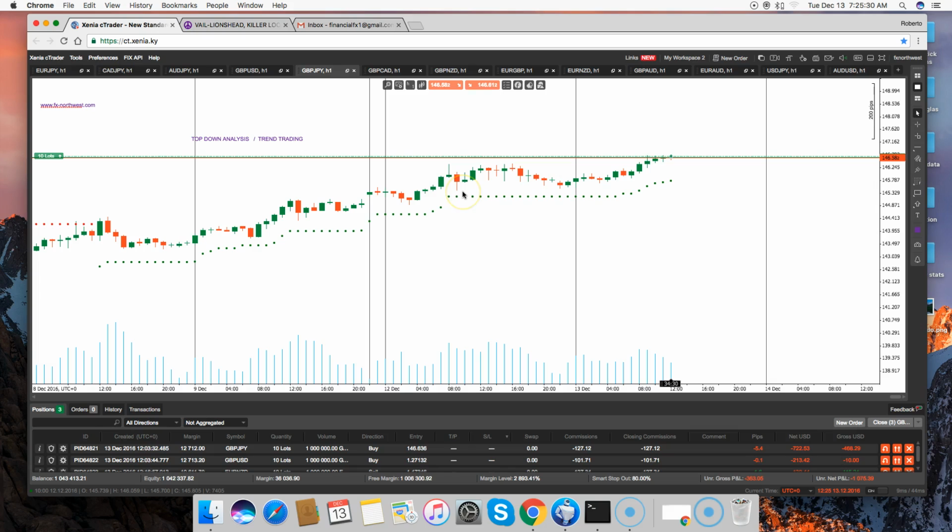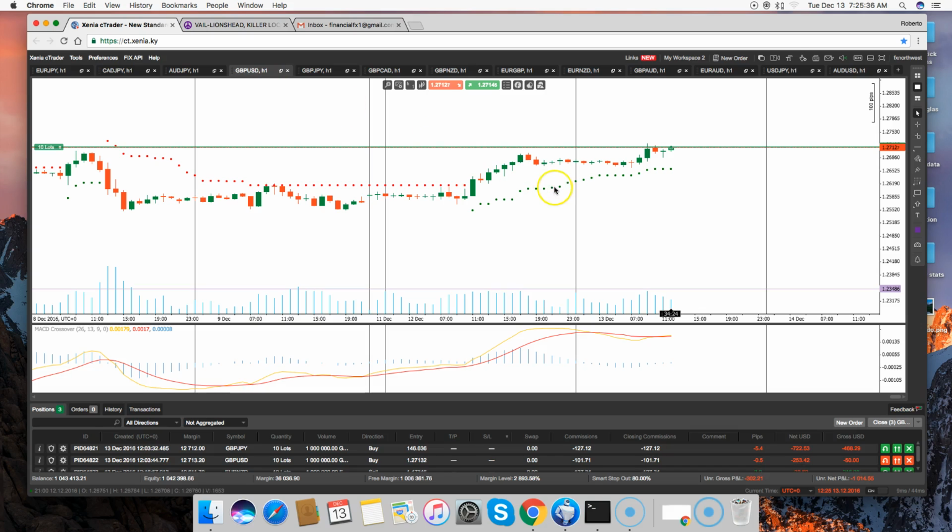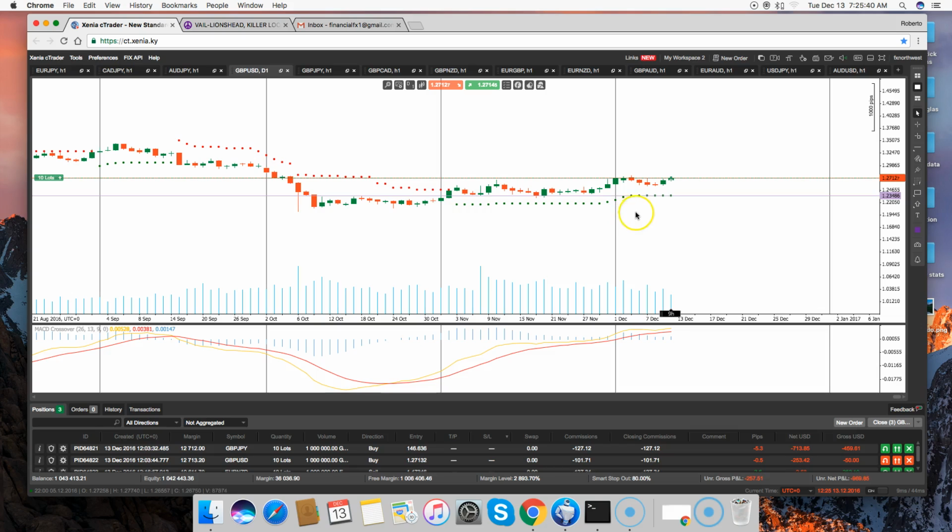And then I'll look for other correlated pairs. So that's the pound yen. So I'll look at the pound dollar and see the pound dollar also is in an uptrend. Look at a daily chart. These dotted lines are below price action. Notice MACD lines are above the zero line. They're angled and separated going up.